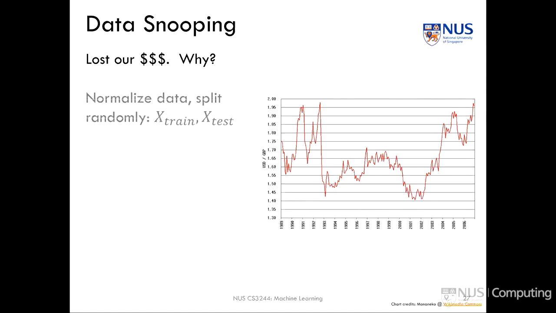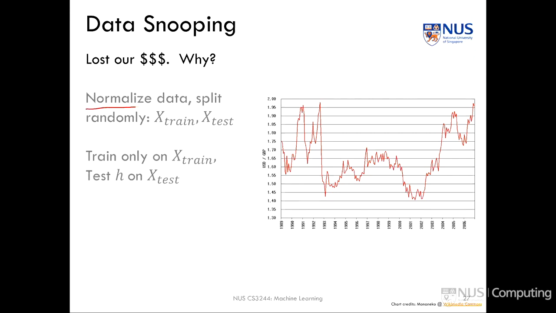Well, first we take the data, we normalize it because we know that certain algorithms are sensitive to data normalization. Then we do the split. This is, again, very standard, into training and test. We train only on the training portion of the data, and we test it only on the testing portion of the data. This all sounds pretty legitimate. So what happened? Why did we lose money? Did you spot what happened?